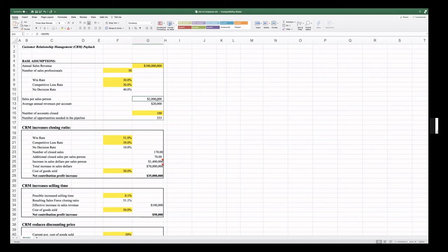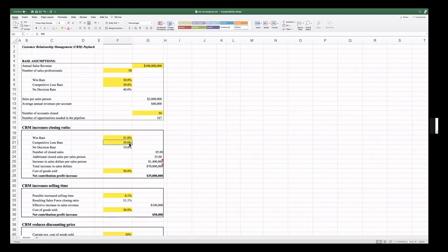And the annual average revenue per account is roughly 20,000. That assumes there's 100 accounts out there. But if there's, say, 50 accounts, then your average revenue just switched to 40. But that means you need 167 opportunities in your pipeline. So we're going to just do things really simple here.